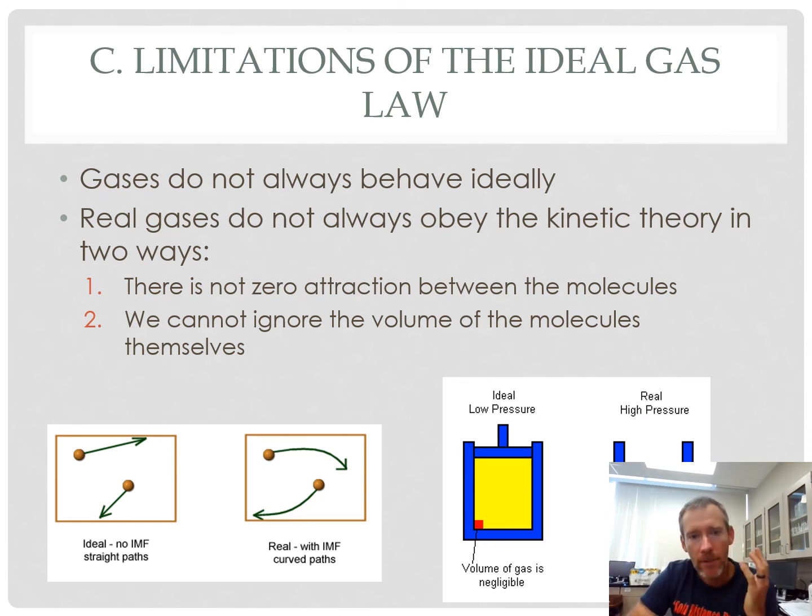So what happens when they don't behave ideally? Real gases don't obey the kinetic theory. The reason why is they will have more interactions with each other. Real gases will have an interaction with each other, causing volume change. And if volume is not negligible, meaning you have very small volume, you will have more interactions with each other, causing less ideal conditions.